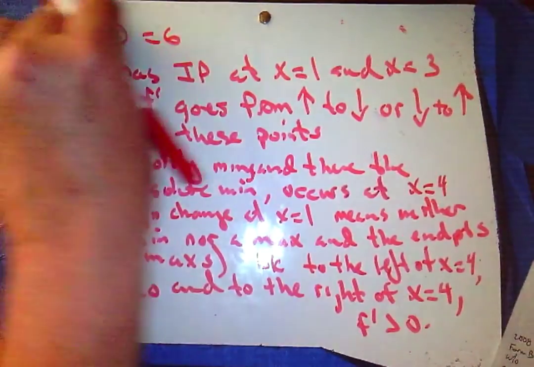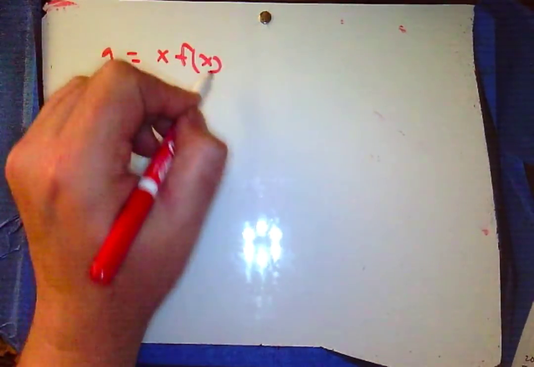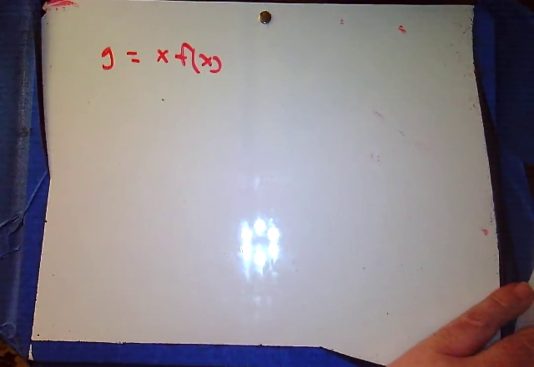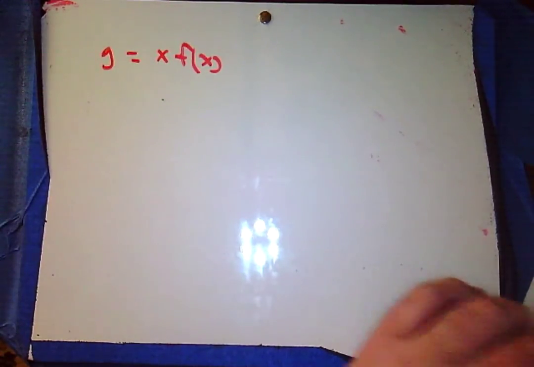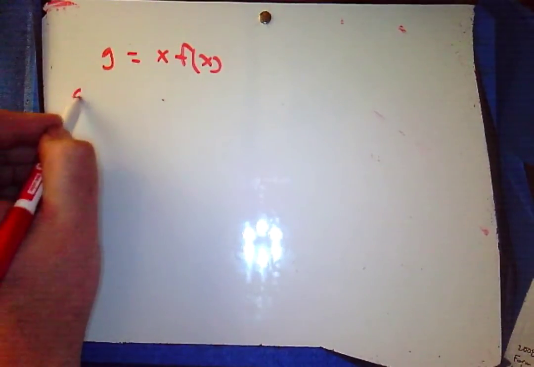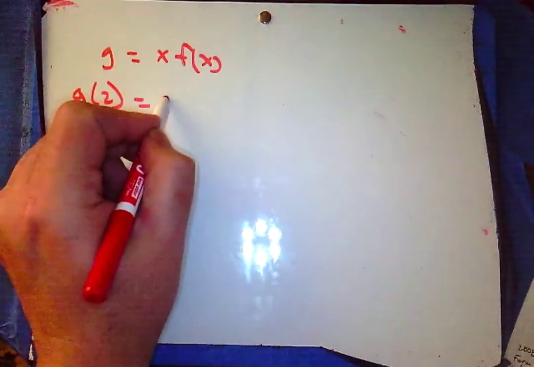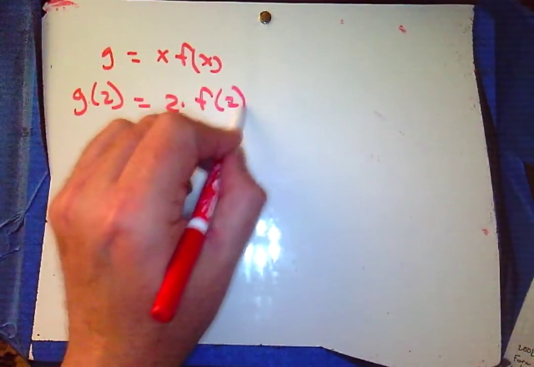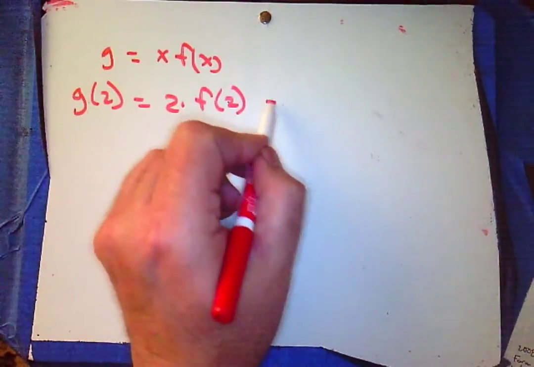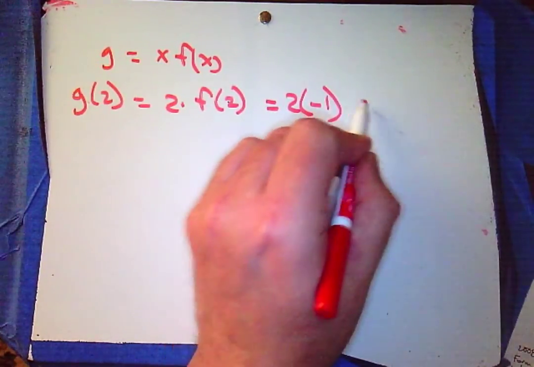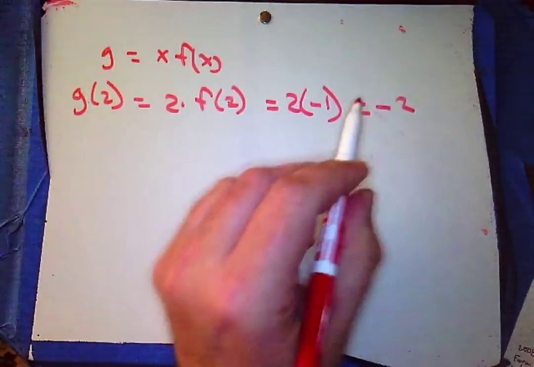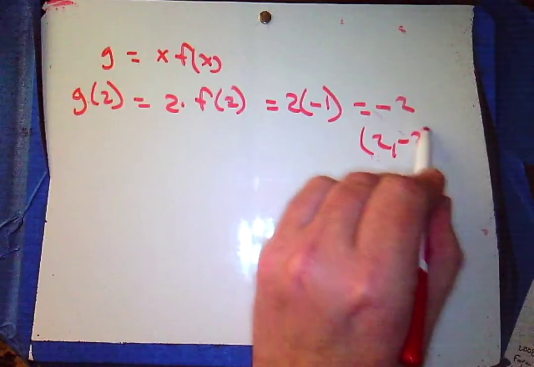And finally, part C says g equals x times f of x. Write the equation for the line tangent to the graph of g at 2. So I need g of 2, which is going to be 2 times f of 2. F of 2 equals negative 1, so 2 times negative 1, or negative 2. So I have an ordered pair, 2, negative 2.